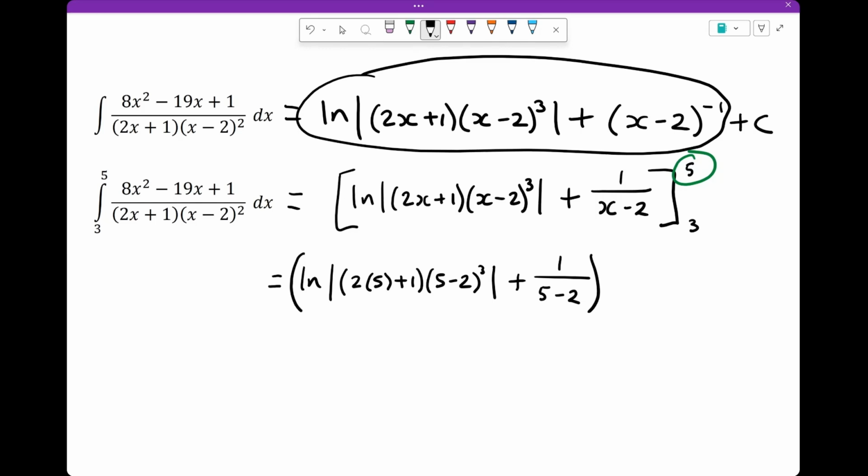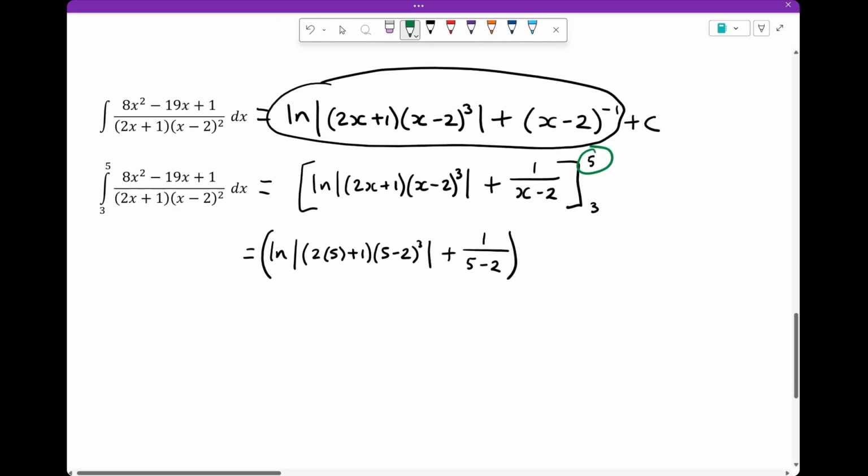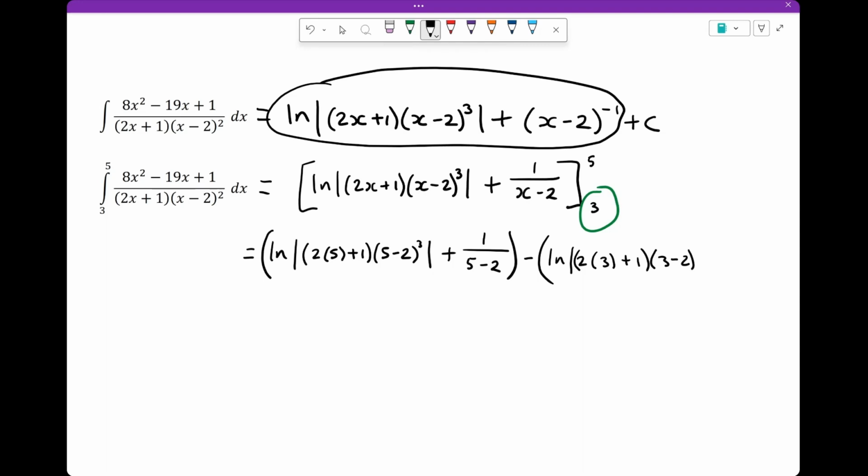Now let's do the 3, our lower limit. Okay, so we're going to write subtract and then open brackets, and then we're going to write the same expression out again, but with a 3 subbed in place of the 5. So we'd have a natural logarithm of the modulus of 2 lots of 3 plus 1, and then 3 subtract 2 to the power of 3, and then close my modulus, and then plus 1 divided by 3 subtract 2, like that. So that's my complete substitution.